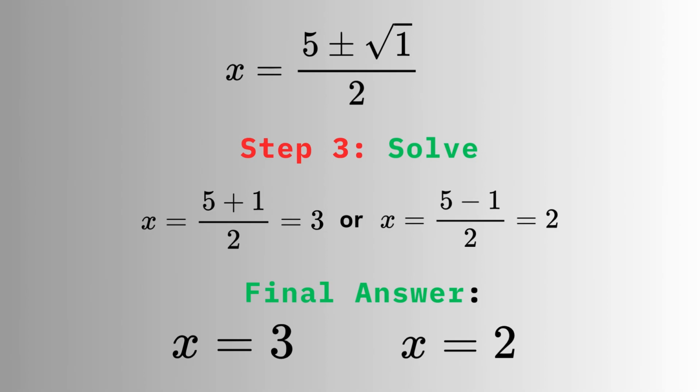Step 3. Now simplify further. X equals 5 plus 1 divided by 2 equals 3. X equals 5 minus 1 divided by 2 equals 2.